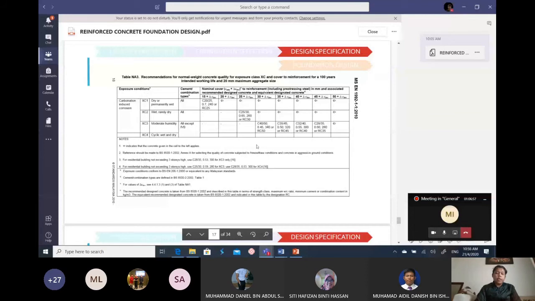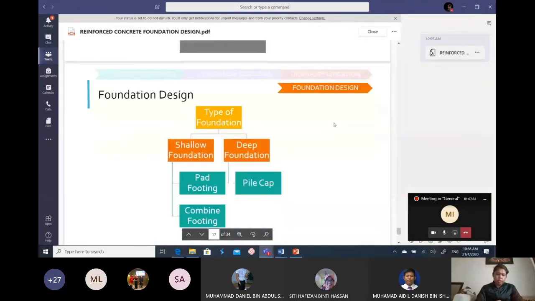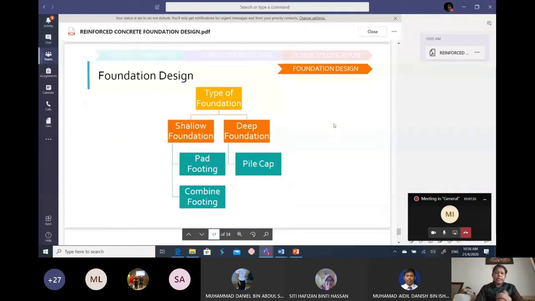Next is the axial load. The axial load here is determined from the load transferred from the superstructure that you have calculated before. The calculation of the permanent action and variable action should be separated and unfactored, because we use the values to determine the size of the foundation, and then we have to factorize them again in the foundation design.